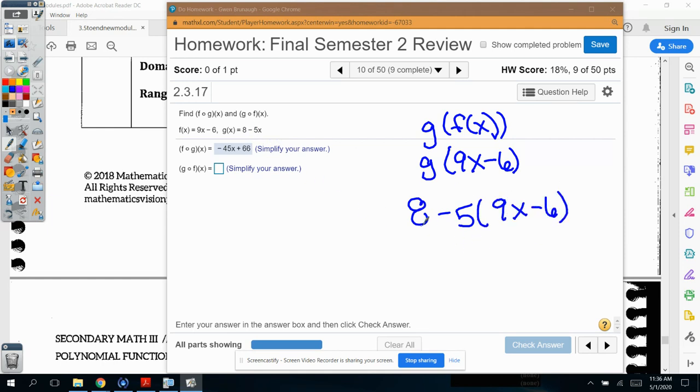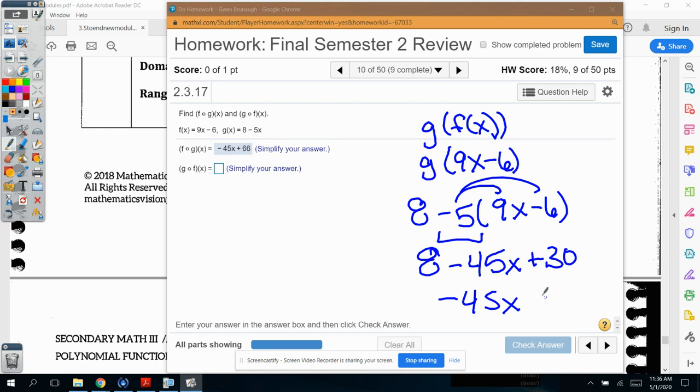See, it still looks like g. 8 minus 5x. Distribute the negative 5. 8 minus 45x plus 30. It's negative 45x plus 38.